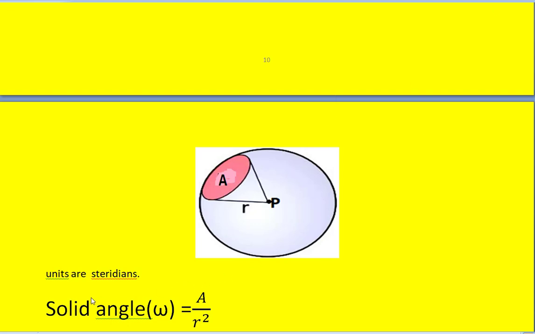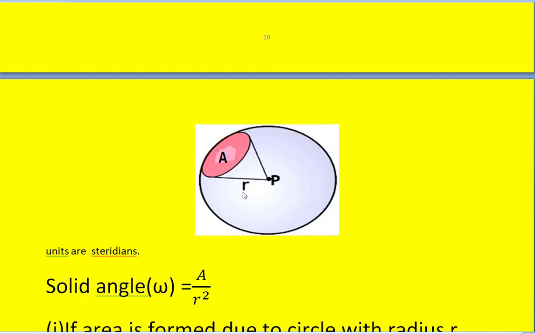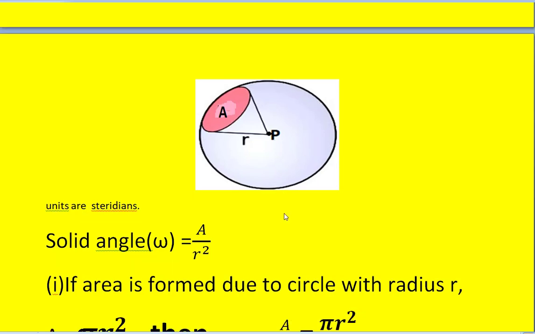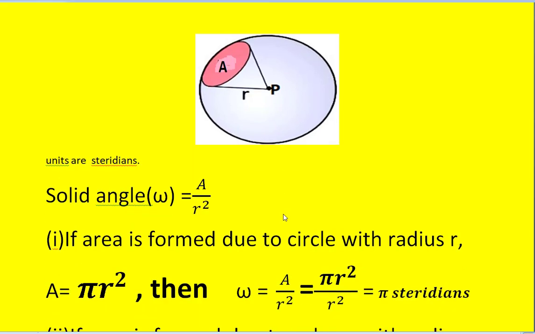This area shape may be a rectangle or a square or circle or any form. So mathematically we can define solid angle like this. Solid angle symbol is omega. So that is equal to area divided by radius square. This radius is the radius of the sphere. Let us see different cases.